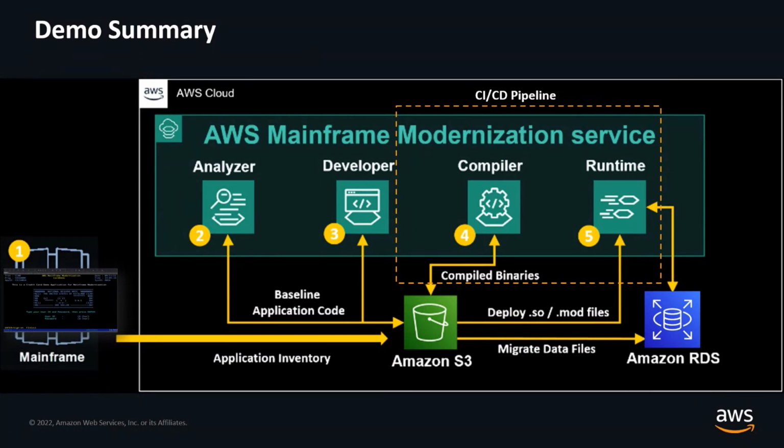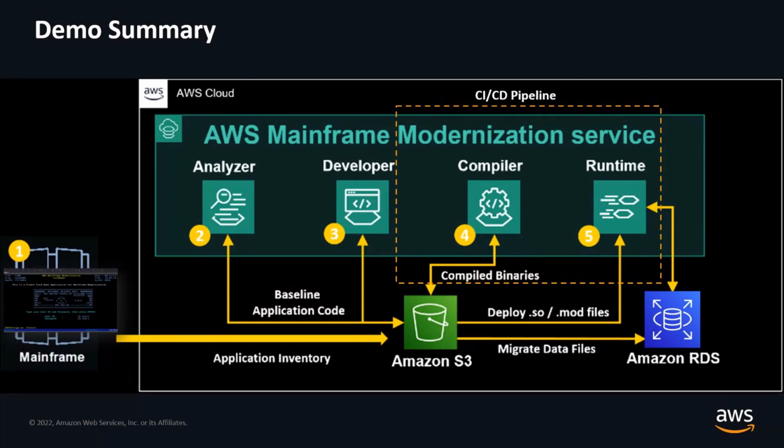Okay, I hope you enjoy this end-to-end demo. To summarize, we wanted to replatform the Cardamom application as is from the mainframe to AWS Mainframe Modernization Service. We started by provisioning the entire infrastructure for assessing, planning, developing, and deploying the application. This was done using infrastructure as code, running scripts and templates that automatically created everything.